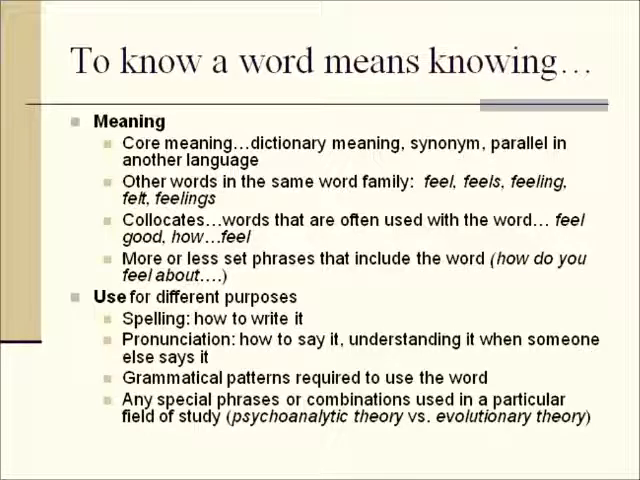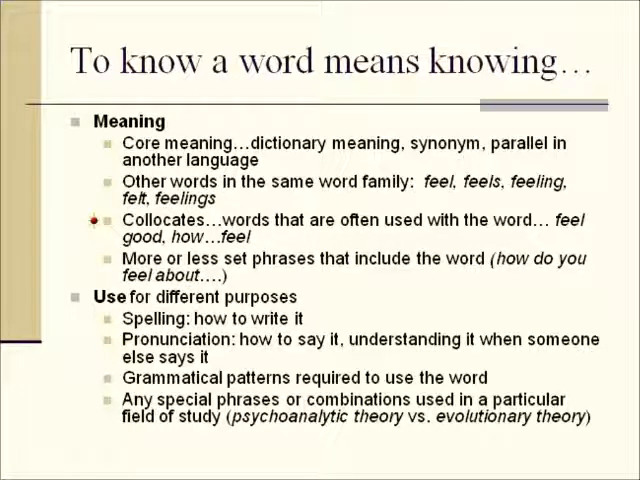To know a word means two things: knowing its meaning and knowing how to use it. Knowing a meaning means knowing the core meaning, that is the dictionary meaning or a synonym or some parallel word in another language. The meaning also comes with the words that it goes with, so the whole family of feel, feels, feeling, felt, feelings.